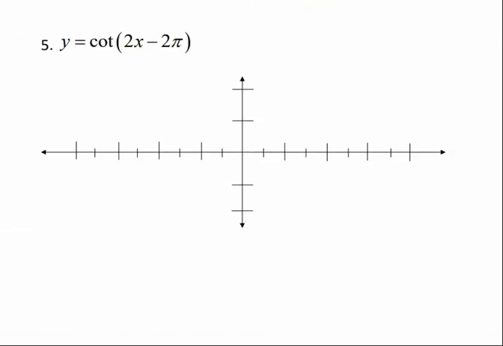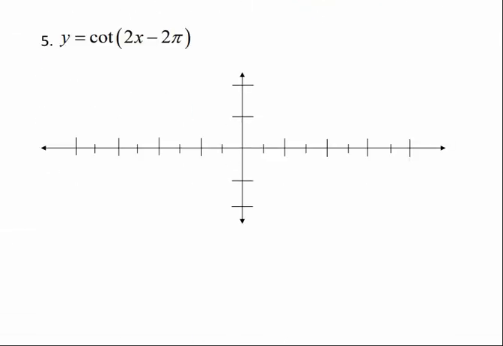Okay, let's do this last graph here. We have y is equal to cotangent of 2x minus 2 pi. So we have a phase shift and we have a change in our period. Remember, we take our normal period, which in cotangent is pi, and we divide it by b, which in this case is 2. So our period here is going to be pi over 2.